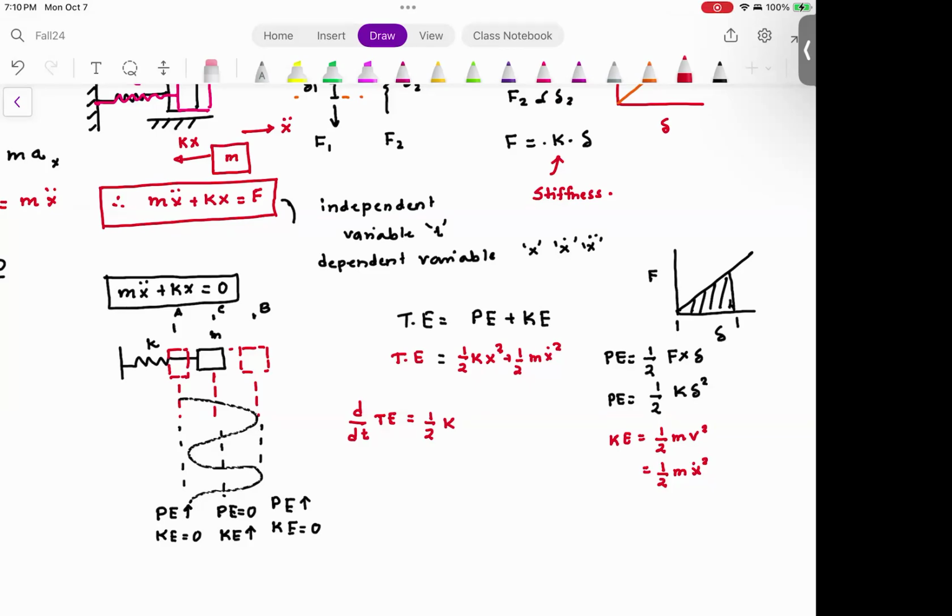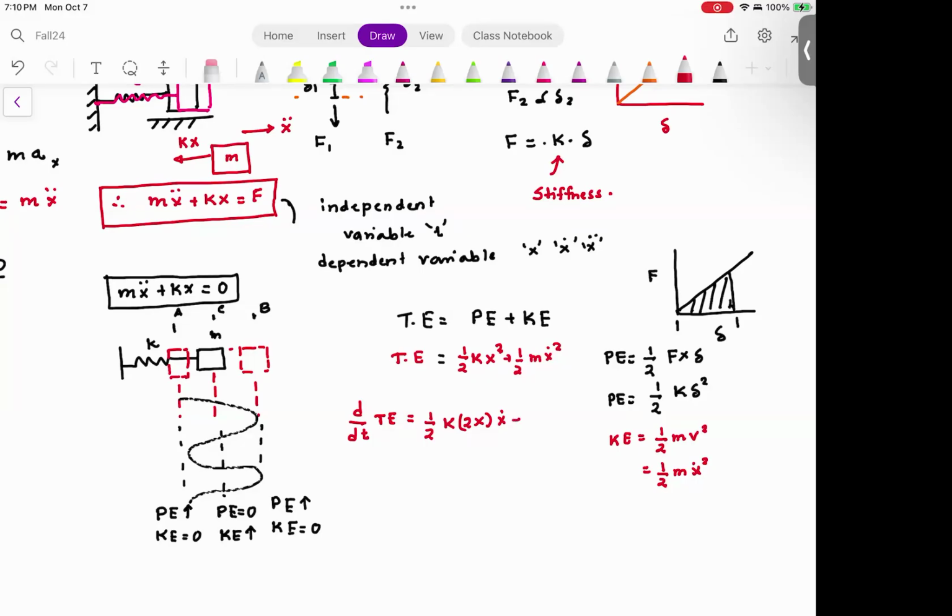So I have to use the chain rule. Do you agree with me? So this becomes 2x multiplied by the derivative of x, which is x dot. Everyone understood this? Remember, the independent variable is t. The dependent variable is x. We are differentiating x squared, so it's going to be the derivative of x squared multiplied by the derivative of x. So 2x x dot is what I have over there.